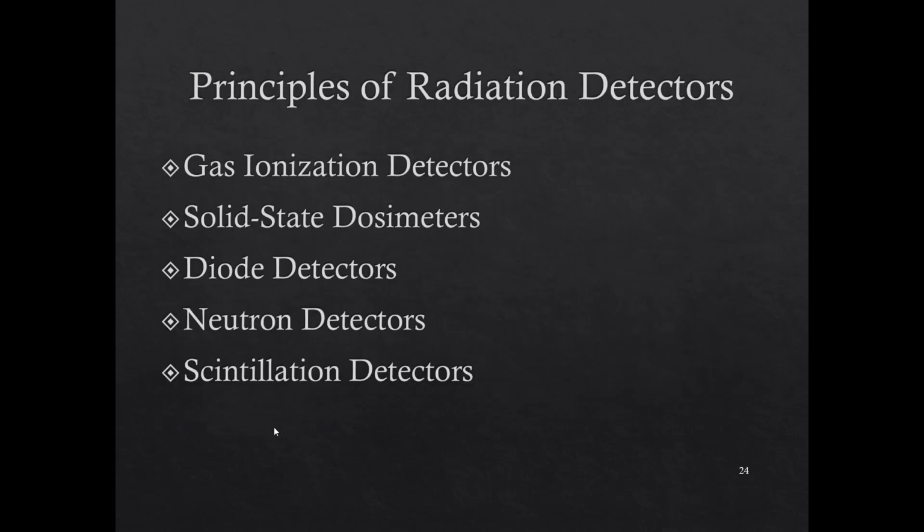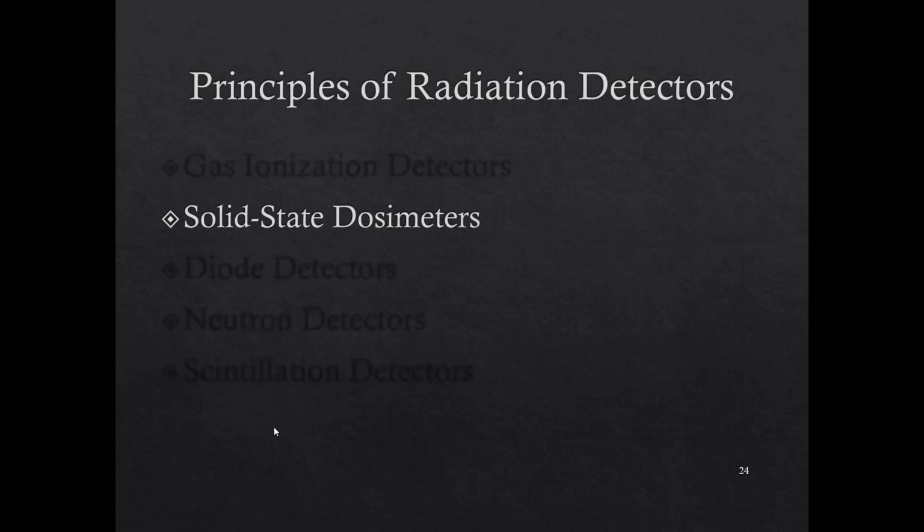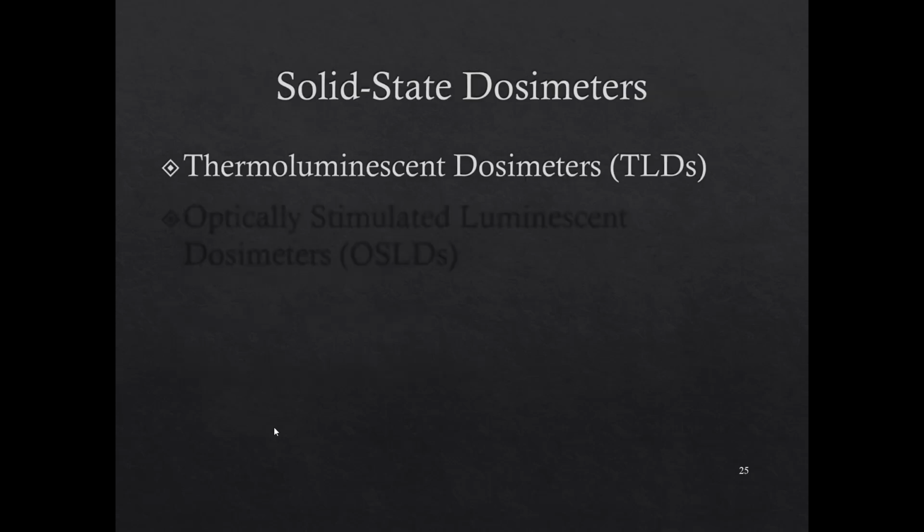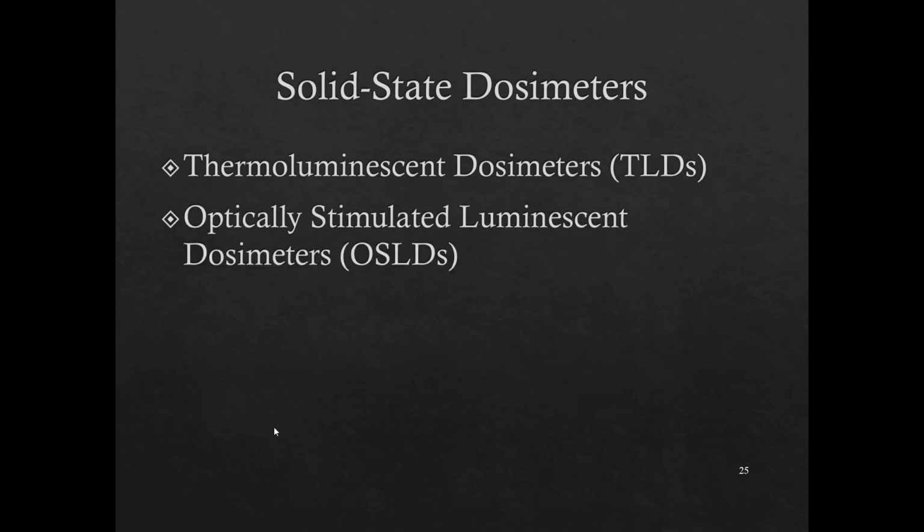So now that we've covered the gas ionization detectors, we can move on to the solid state dosimeters. The two that I'll mention here today are going to be the TLDs, so thermoluminescent dosimeters, and the optically stimulated luminescent dosimeters. You're still going to have several questions on TLDs, even though you may not actually use these. The majority of what we're using now are OSLDs.